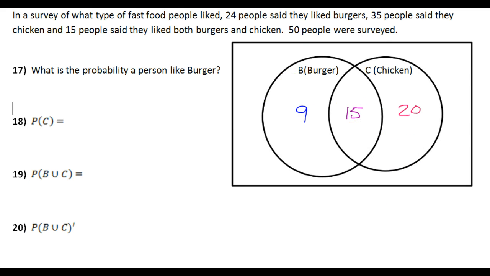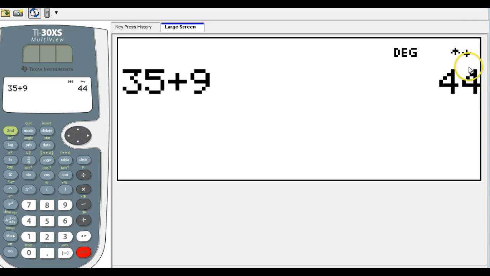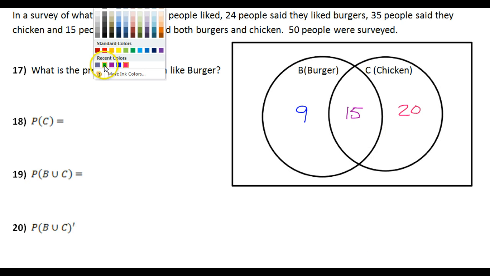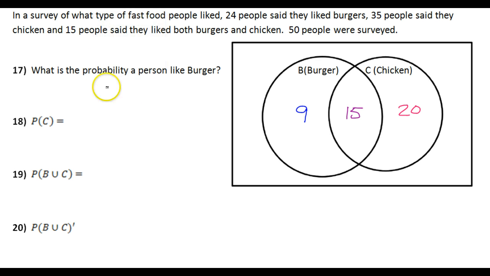So how many does that leave? Well, we're looking at 44, so there's 6 people unaccounted for. So we are going to record them in the outer parts of the diagram. Okay, so the 6 people will be recorded right here, because these are the people that enjoy neither burgers nor chicken. All right, but yet they were surveyed, so there they are. Okay, so now we finally have everything adding up to 50, and all is right with the universe.